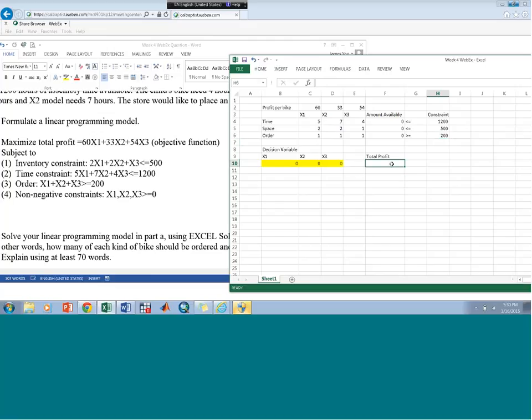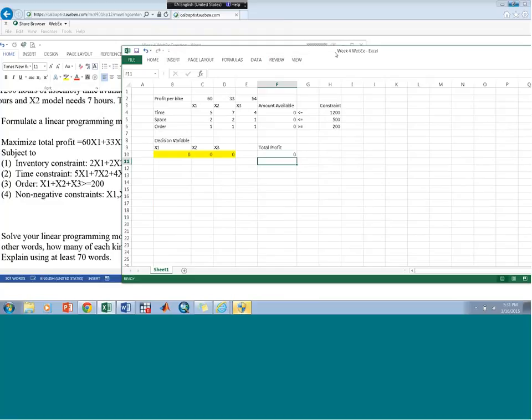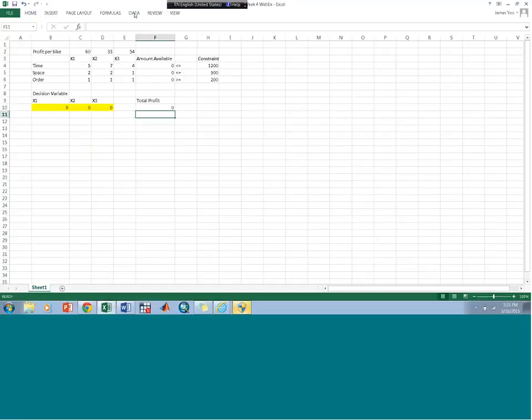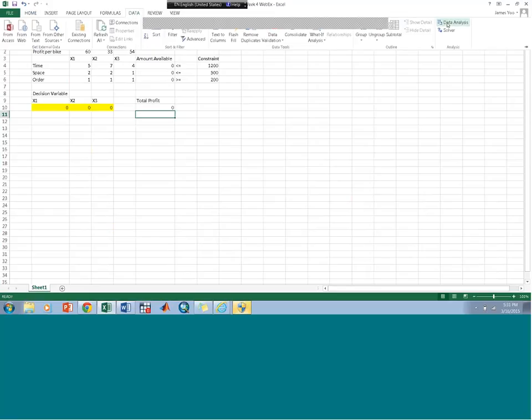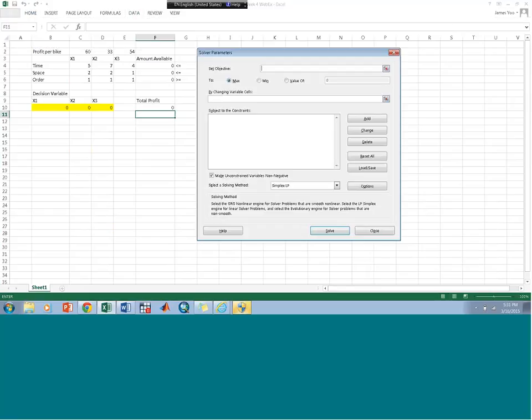So now we need to calculate the total profit, which should be the SUMPRODUCT of unit profit per bike, comma, and decision variables, right? So now we are ready to run a simple linear programming model using Excel Solver. So go to Data and click Solver, and your objective function should be the total profit.